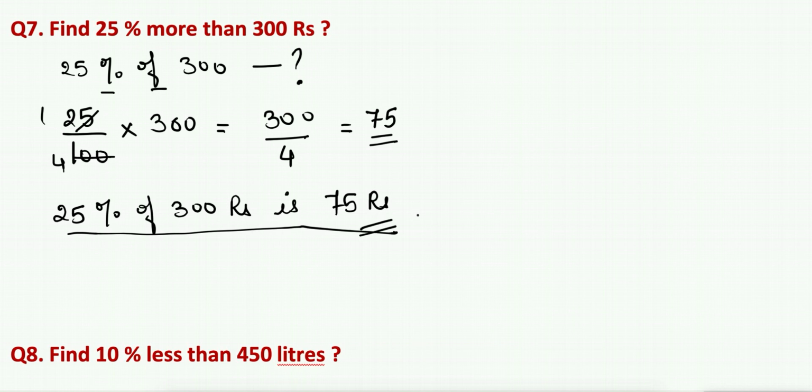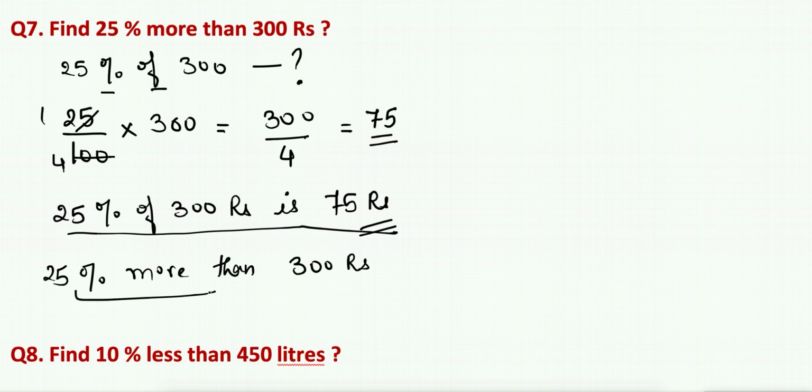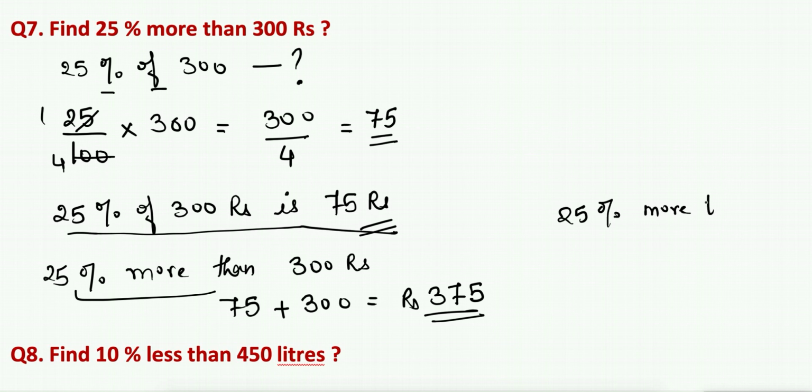This is 75. Now we have to find 25% more than 300 rupees. So what is 25% here? It comes to 75. So 75 plus 300 is how much? So it comes to 375 rupees. So our final answer is 375 rupees. 25% more than 300 rupees is equal to 375 rupees.